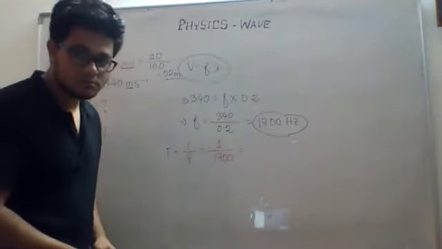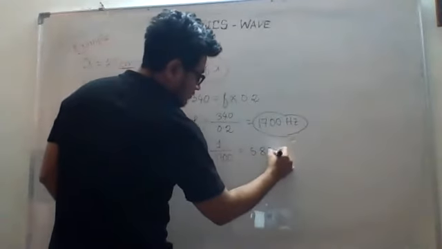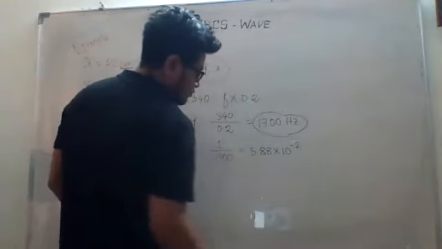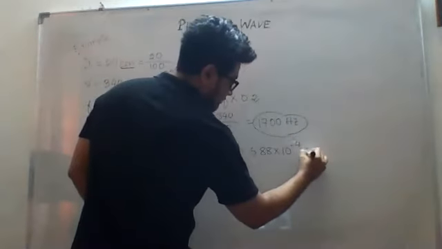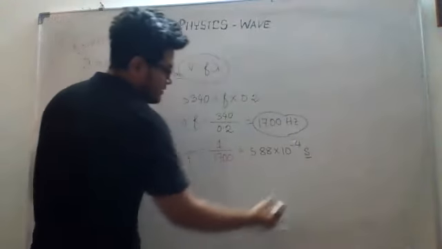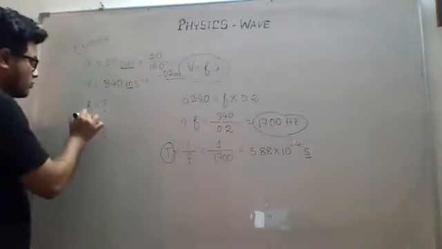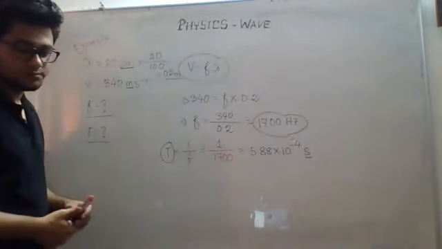5.88 into 10 to the power minus 4. Minus 4. Oh, 4. Okay. So 10 inverse 4 second. We are calculating time, right? So the unit will be second. So we have found out both the frequency and the time period. Anybody have any doubt?